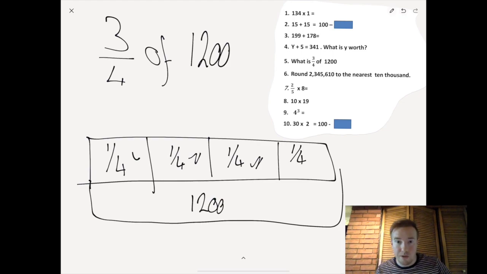Off the top of my head, I don't know what 3/4 of 1,200 is. However, I could just ignore those 2 zeros for now. And then it's asking me 3/4 of 12. So if you do 12 divided by 4, divided by the bottom, times by 3, times by the top, you get 9.